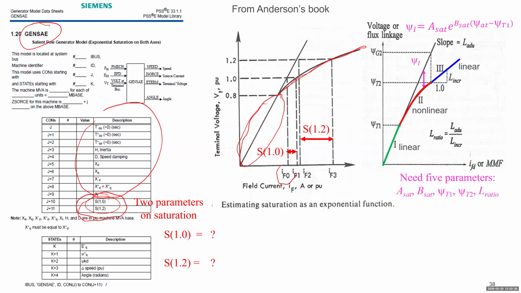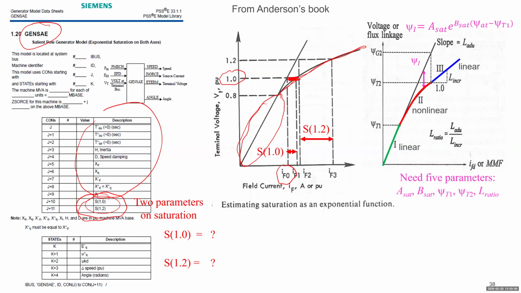So IF0 is actually the nominal field current for normal condition. So you can draw a vertical line that intersects with the straight line at that point. So that point corresponds to 1.0, which is the nominal voltage. But if you have saturation, if you increase the current beyond IF0 to IF1, you see there will be a gap.